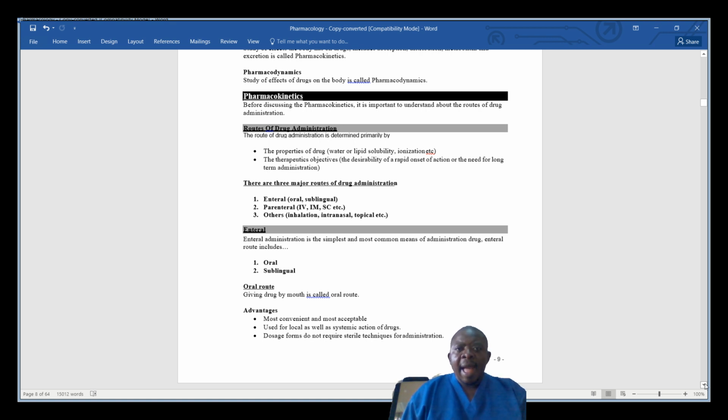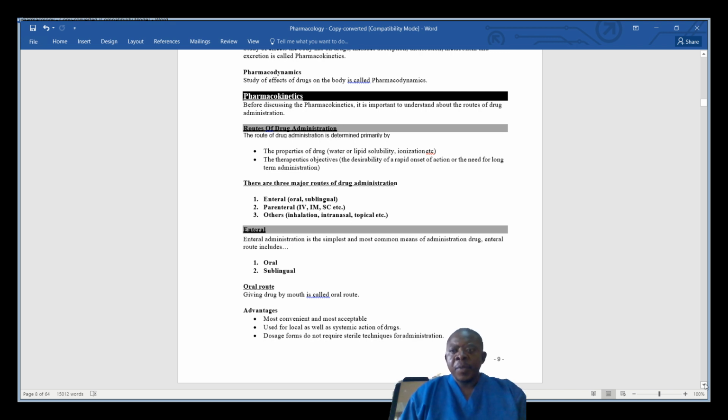Other routes of drug administration include inhalation. You can give a drug through inhalation, where someone breathes in the drug. The drug has been vaporized, then you breathe it in, like someone with status asthmaticus, so the administration of oxygen is by inhalation. There are also drugs that can be given through the intranasal route, and others are given topically, the kind you apply on the skin. So that is a topical route of the drug.